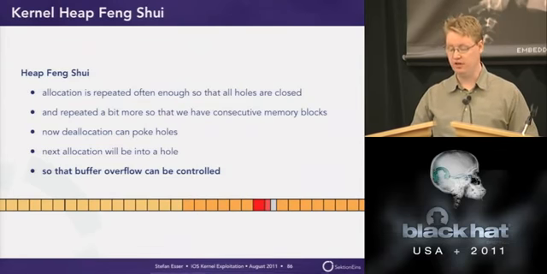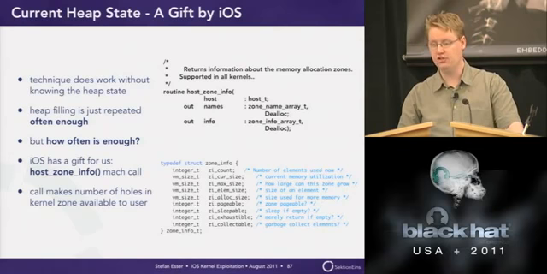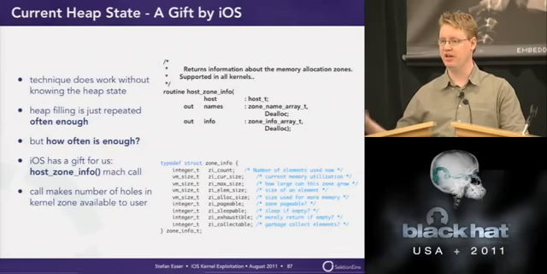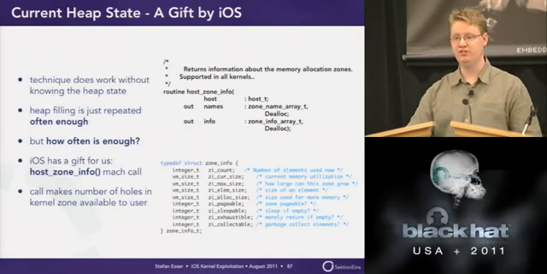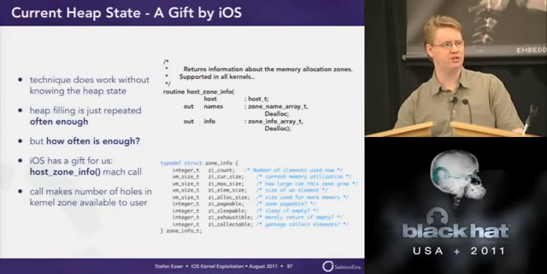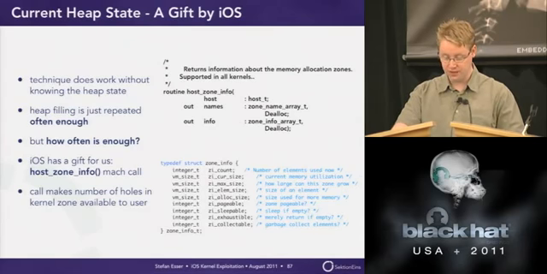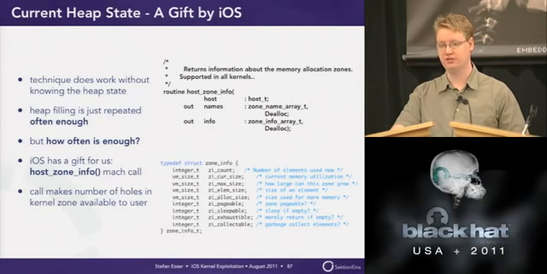Because normally you have no idea about the state of the kernel heap, you usually don't know how many holes there are in the memory. So you don't know how often you have to repeat this allocation until you really have consecutive memory blocks. But Apple is very nice here. I showed you the zprint command line tool, and actually it's the same technique. It uses a kernel function called host_zone_info. And this function gives you all the information you saw previously in the zprint utility, in the form of a C structure.